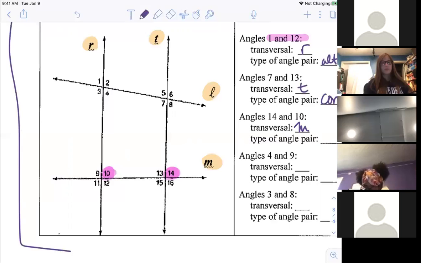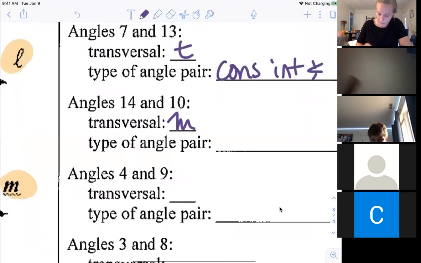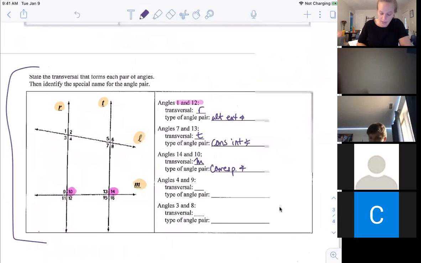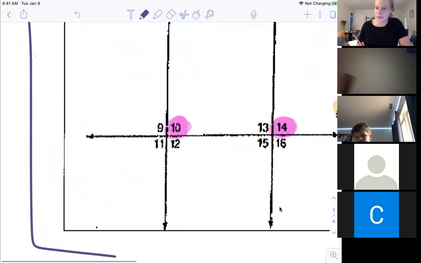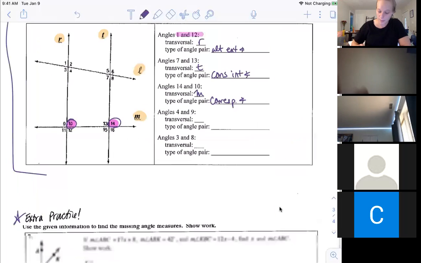Are they corresponding? They are corresponding, Caleb. Can you tell me why? Because they're both in the top right. They're both on the top right. This is really easy to see when the angles are like this. I can see 10 and 14 are both above the line and they're both to the right of the line. Perfect. Very good. Thank you for helping.